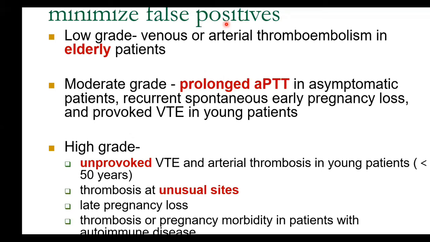So a high grade is one thing in which definitely you need APLA testing, and the false positives will be very low in these cases. So it is unprovoked VT in young patients less than 50 years. It is thrombosis at unusual sites. I was talking about the sites of thrombosis. So for unusual sites, definitely you need to do thrombophilia testing, especially APLA, because it is the most common thrombophilia. Late pregnancy loss and thrombosis or pregnancy morbidity in patients with autoimmune disease. So in this category of patient selection, the false positives will be minimum.